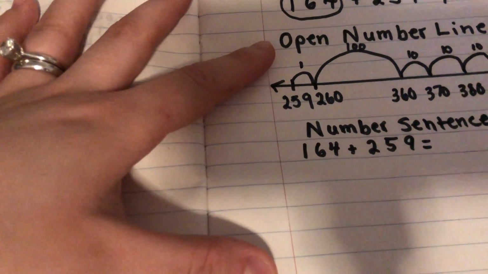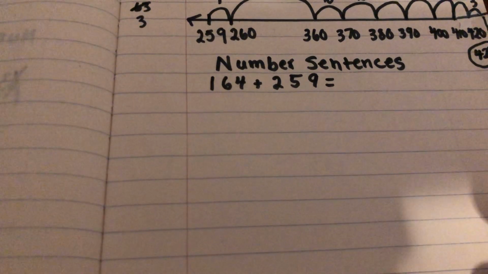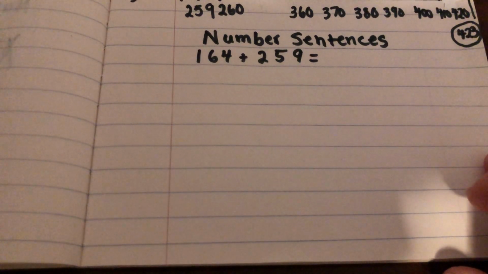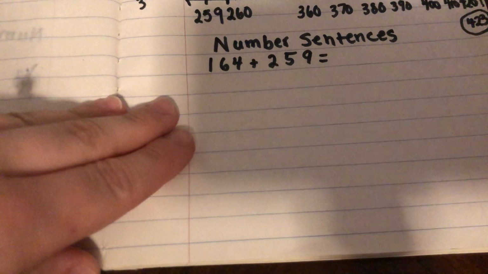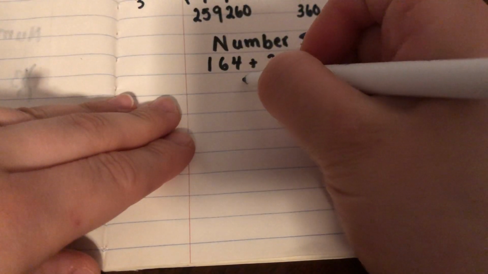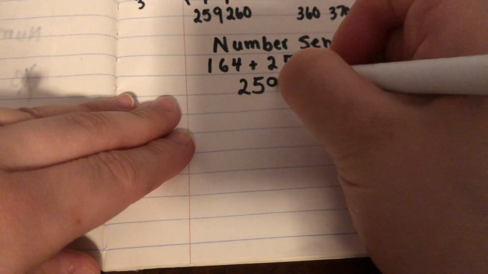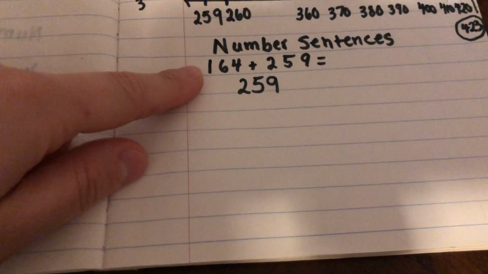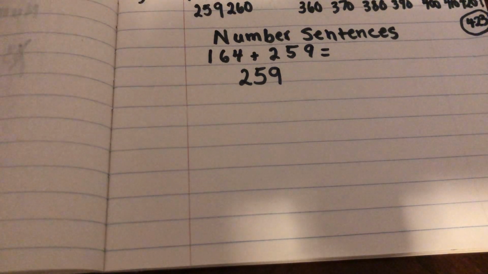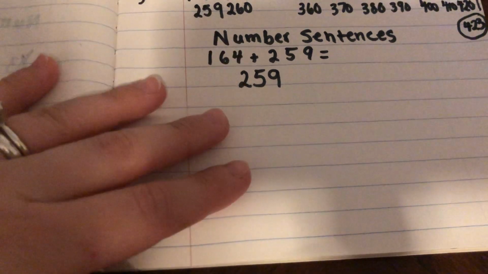So if you are not someone that enjoys to use a number line, that's totally fine. You can use number sentences just the same. So I'm once again going to start with a larger number. So I'm going to put 259 over here. And I'm going to use that same strategy. So I want to get to a friendly number just to make it easier to work with.